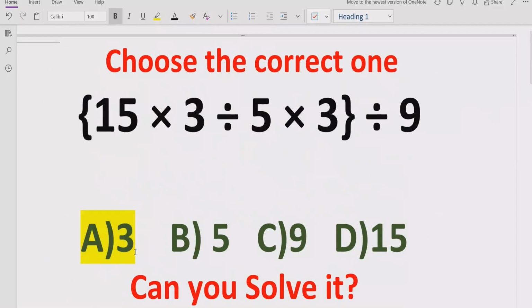So I hope you understand like how you can solve the given expression using PEMDAS and BODMAS method and find out the correct answer.